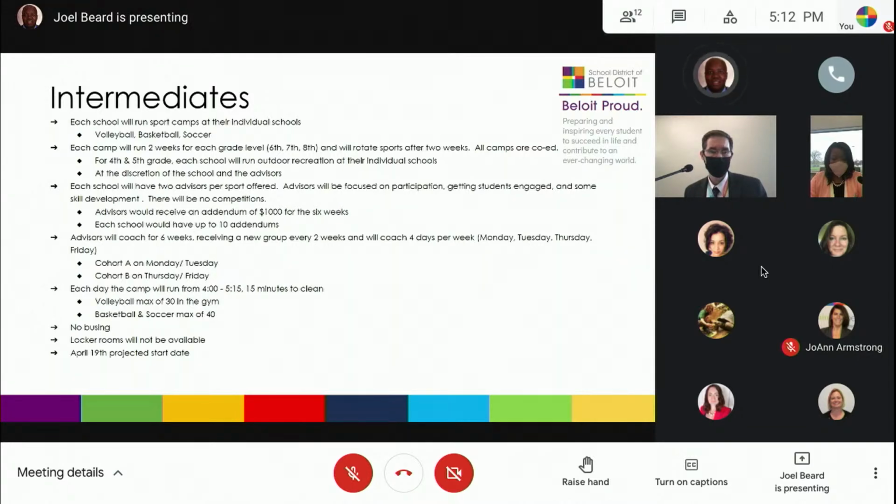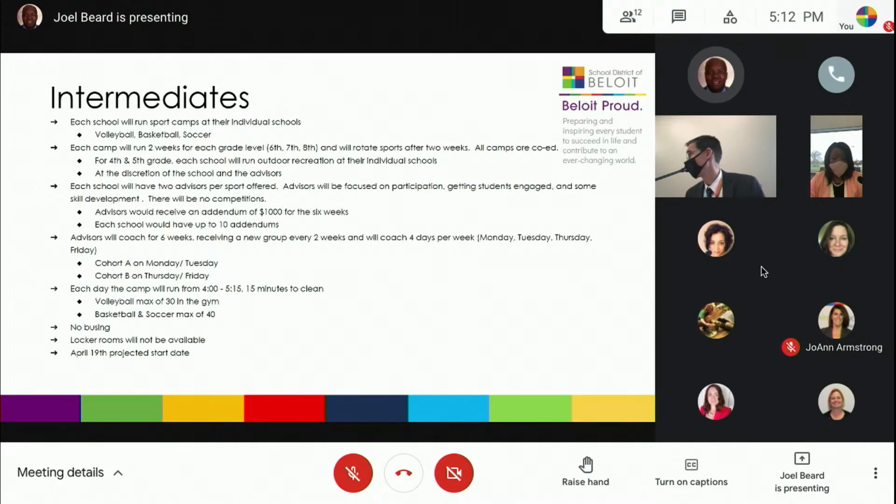Each day, the camp will go from 4 to 5:15, and then the last 15 minutes to clean things up and sanitize. We set a maximum of 30 students in the gym for volleyball and a maximum of 40 for basketball and soccer that would be outside.